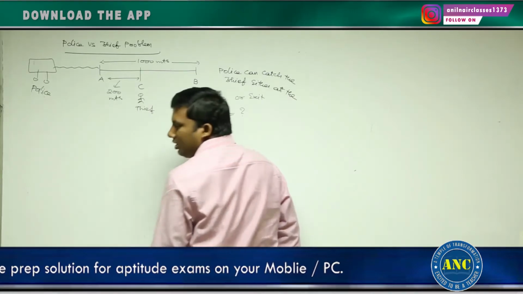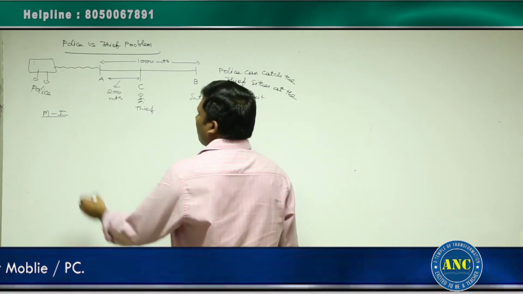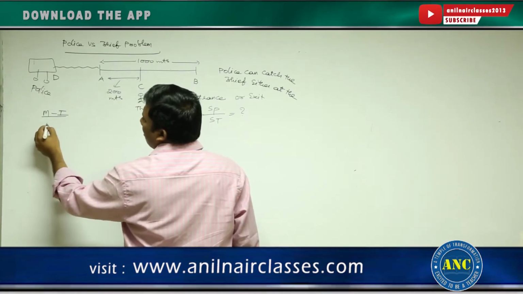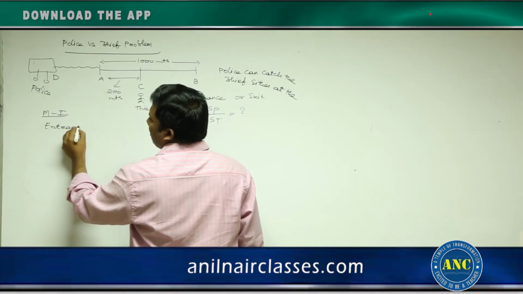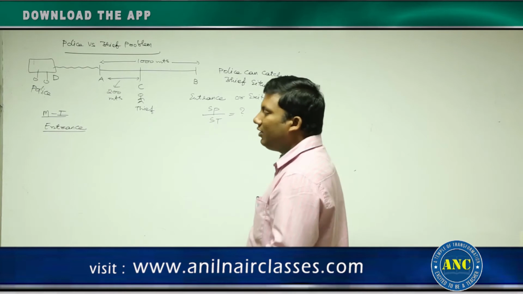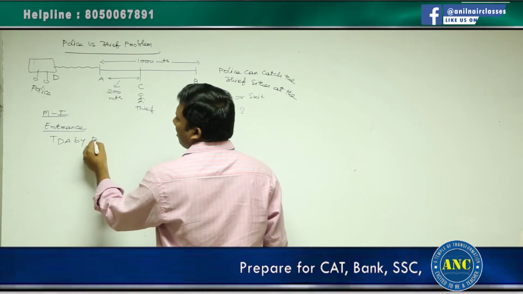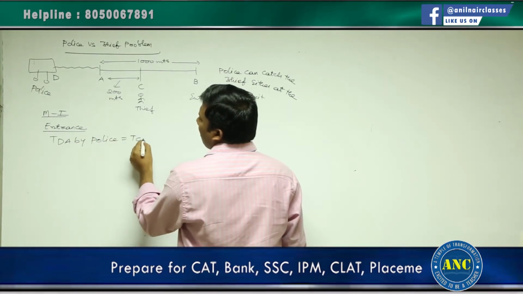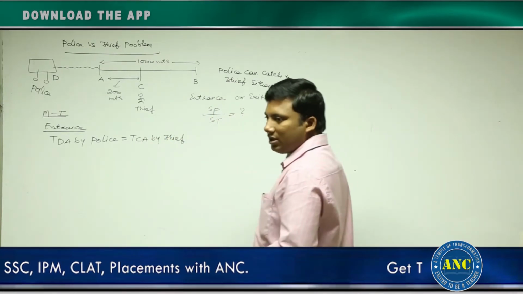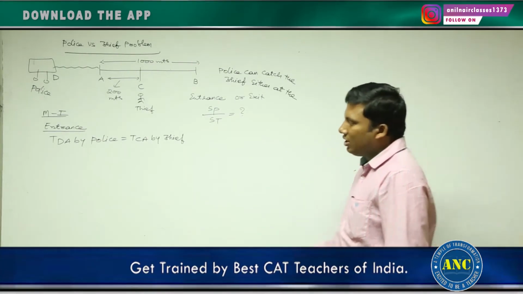I will solve this problem in 3 methods. Method 1: I will locate all the points. I will call this the traditional method. Police can catch the thief at the entrance. When will police catch the thief at the entrance? If the time taken from D to A by police is equivalent to the time taken from C to A by the thief. Whatever time police takes to come from D to A, by the same time the thief is there at the entrance.